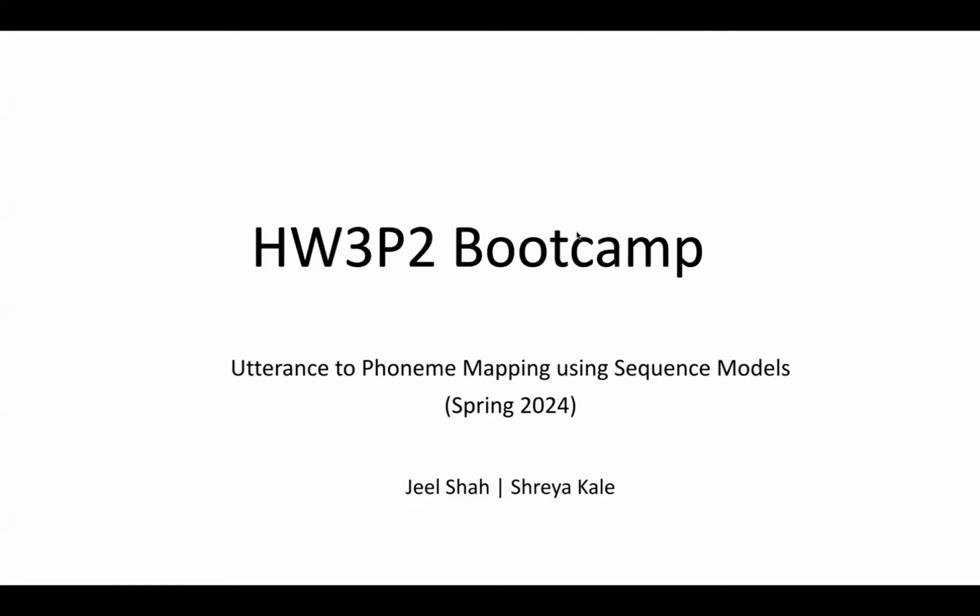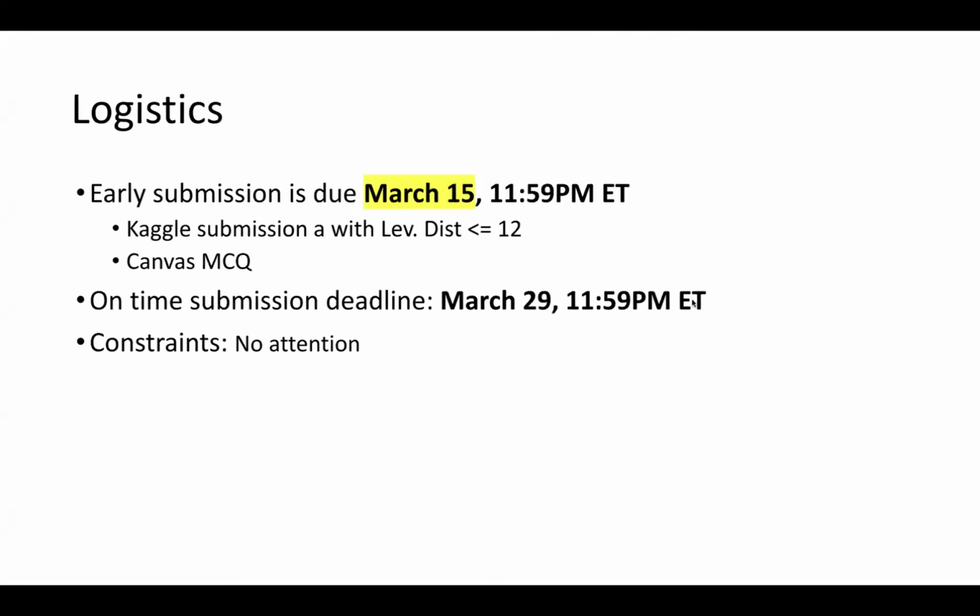Okay, so let's start with the homework 3P2 bootcamp. Let's first get into the logistics. The early submission deadline is March 15th, and that means you need to reach a Levenshtein distance of less than or equal to 12 before this deadline, and also complete your MCQ quiz on Canvas. The final submission for this would be March 29th, after which it'll be considered a late submission.